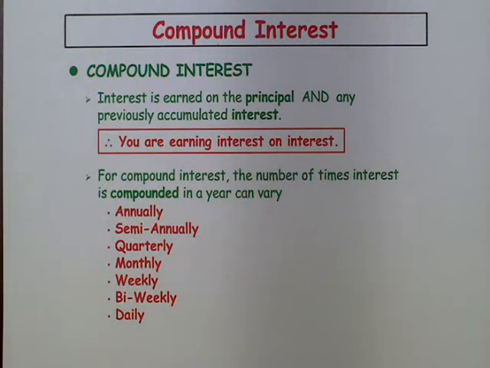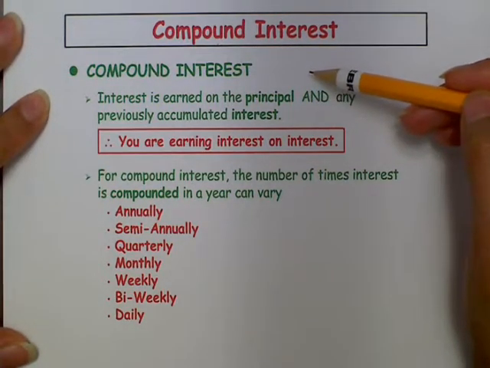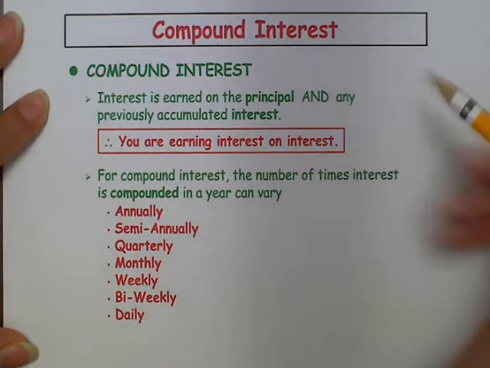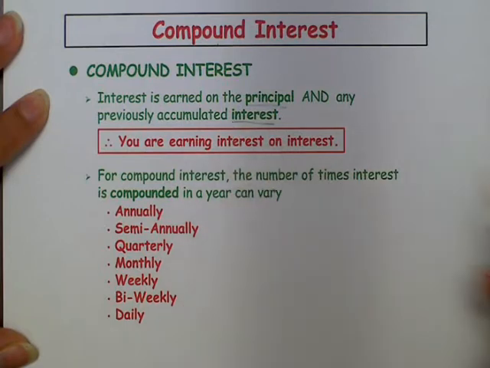Okay, so let's take a look at compound interest. Compound interest is interest that is earned on the principal and any previously accumulated interest as well. So you don't just earn interest on the amount that you invest, you also earn interest on interest, which means over time you end up making more money.